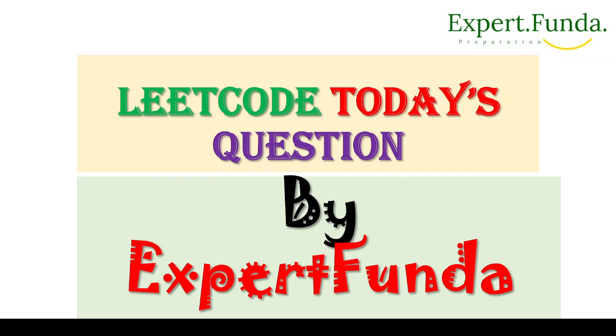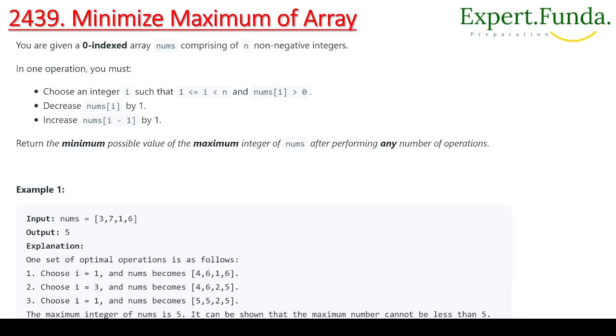Hello guys, so today we are going to understand a LeetCode question. What we have today is 2439, and this is Minimize Maximum of Array. You are given a zero-indexed array nums, and we have n non-negative integers.